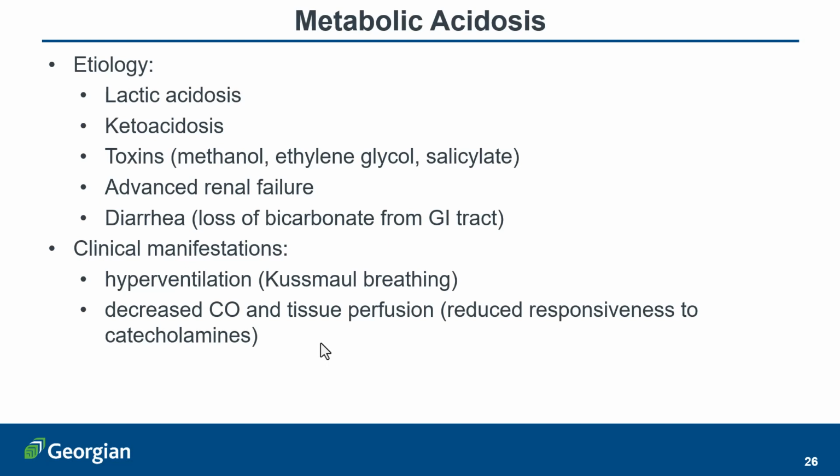In addition, metabolic acidosis can result in decreased cardiac output and tissue perfusion, and that is believed to be due to the reduced responsiveness of the catecholamines, the epinephrine and norepinephrine, the neurotransmitters in the sympathetic nervous system.